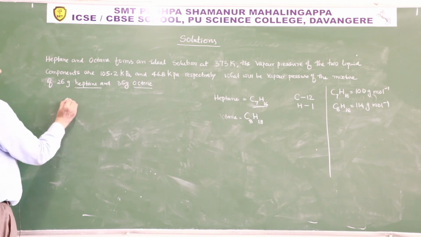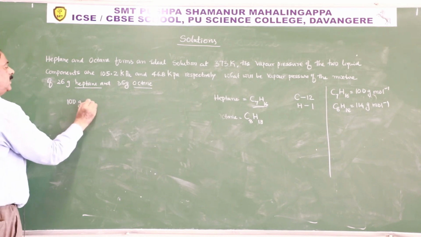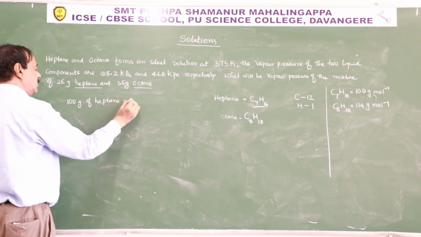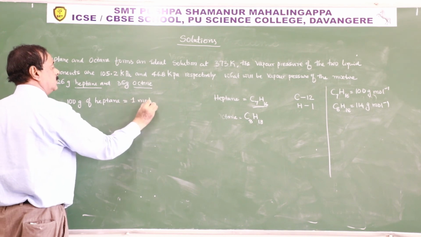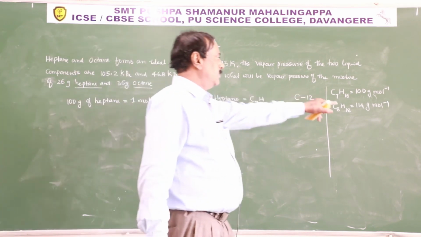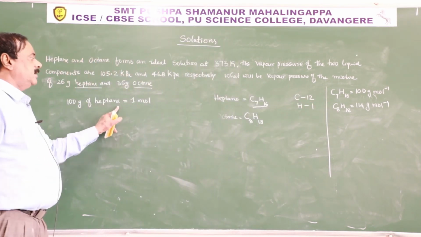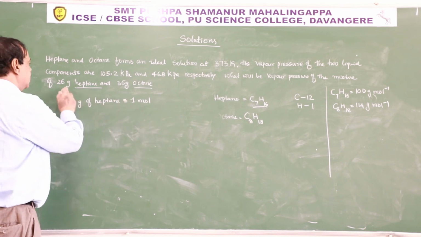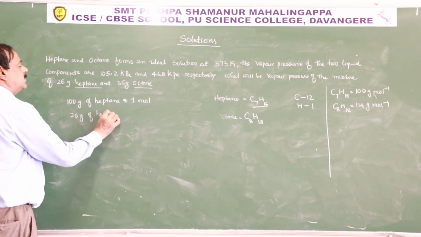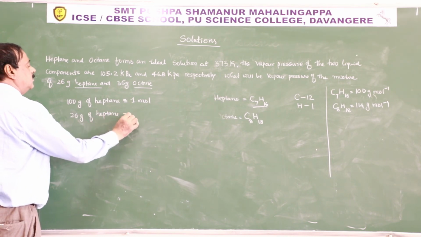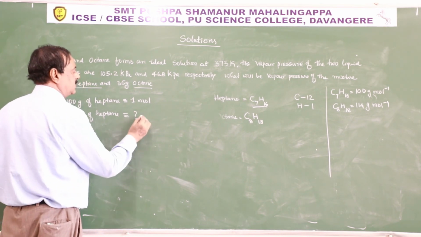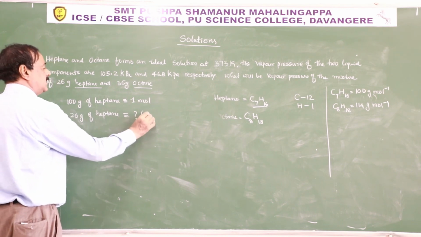There is 100 gram of heptane. According to the definition, 100 gram of heptane corresponds to 1 mole, that is 100 gram per mole. Therefore 26 gram of heptane corresponds to how much mole? That is 26 divided by 100. Assume that is x.